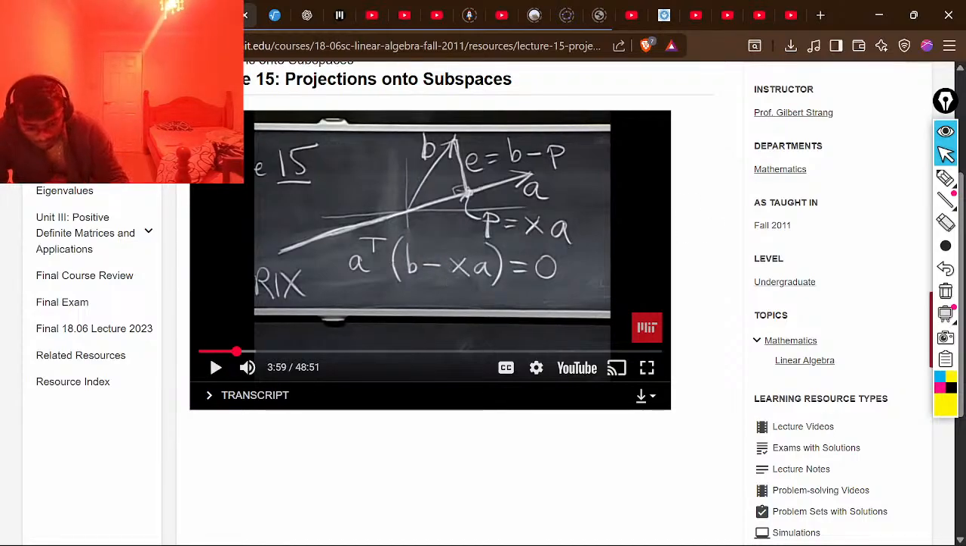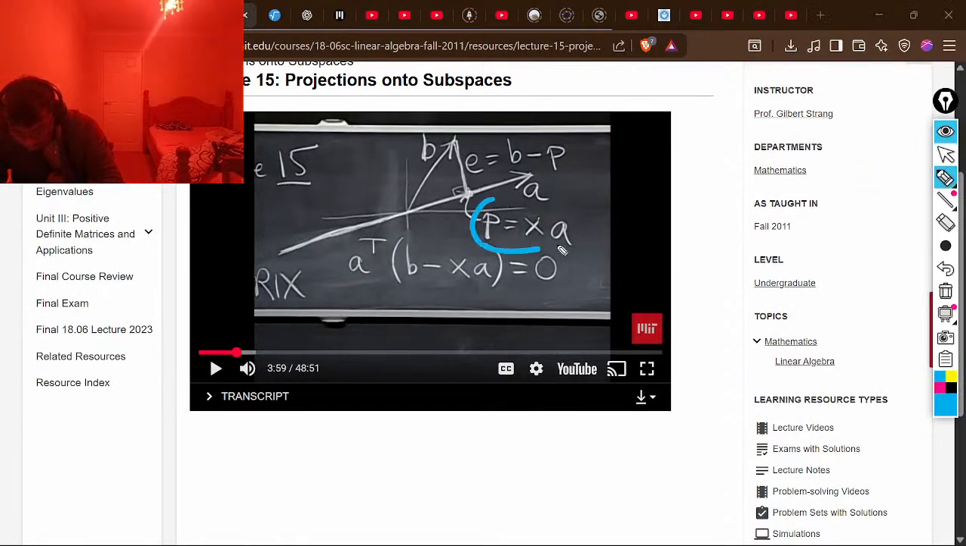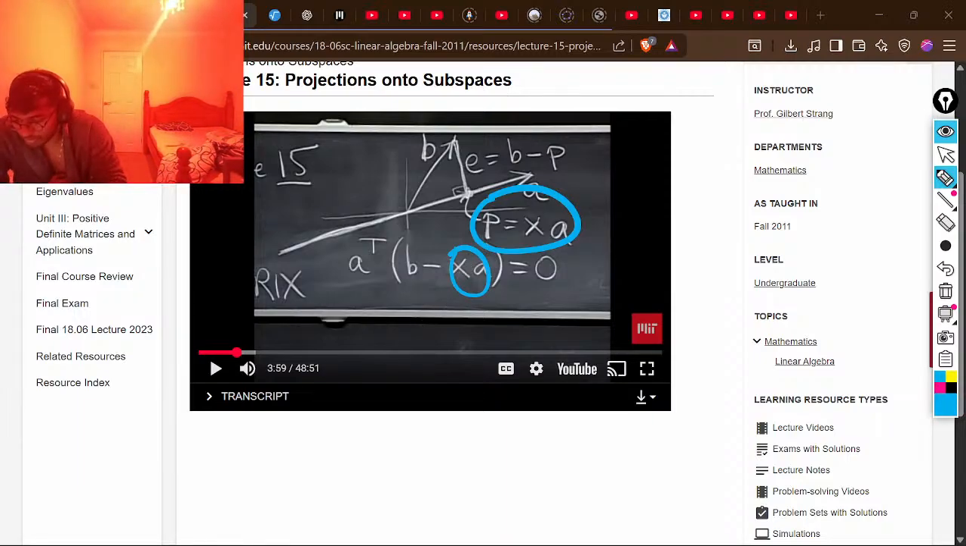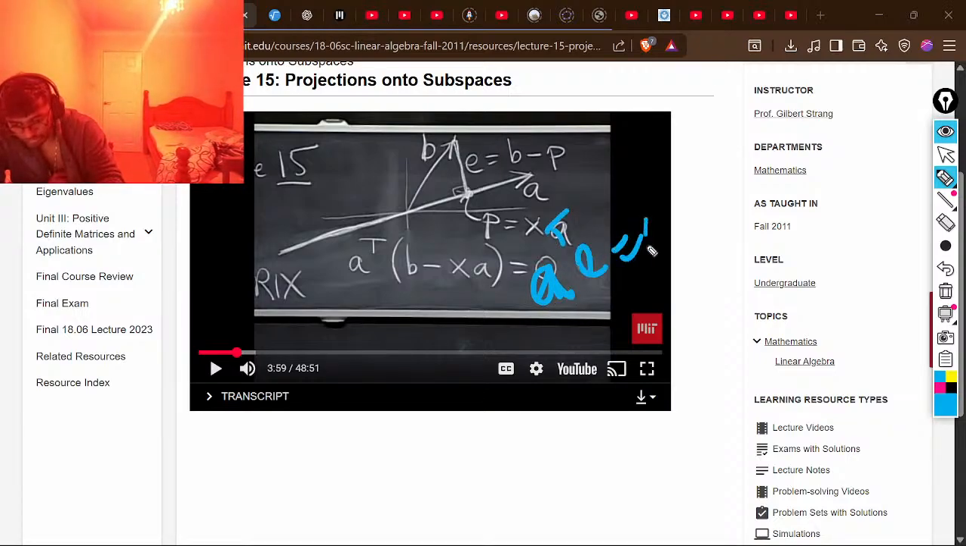Okay, I need to draw some lines. E, what is E? Where does it come from? E is the perpendicular line. Okay, so A transpose E is equal to 0.